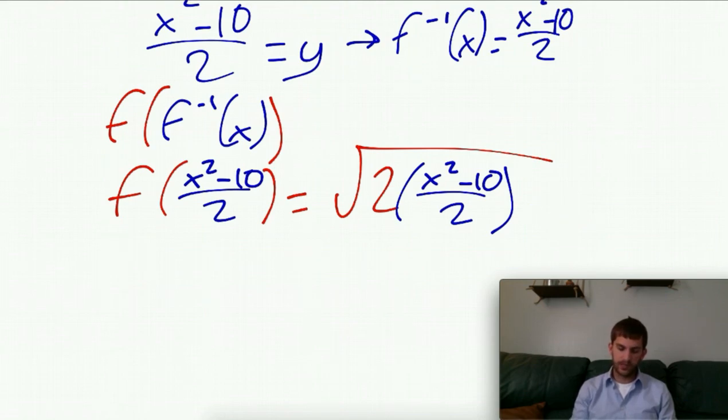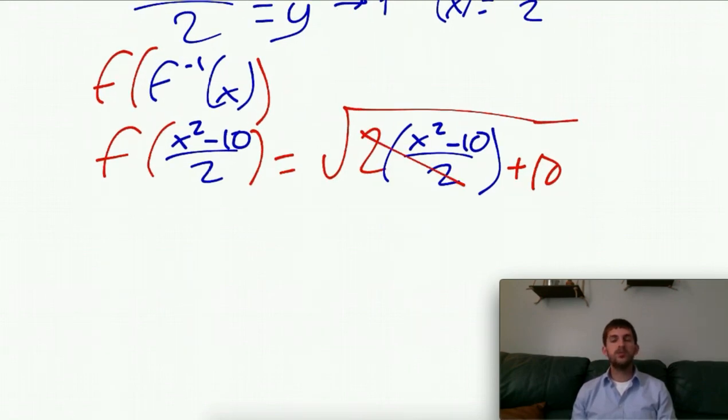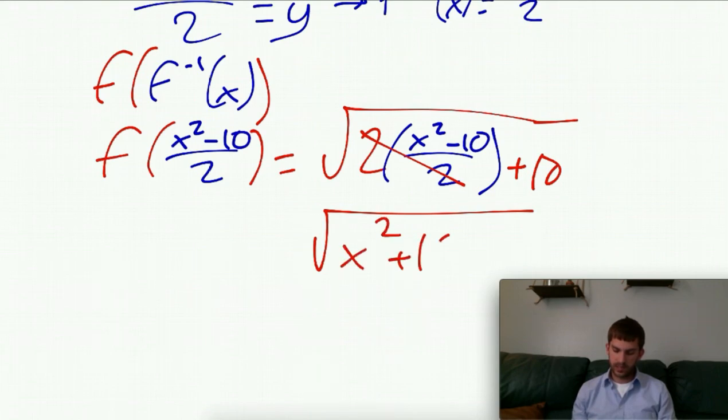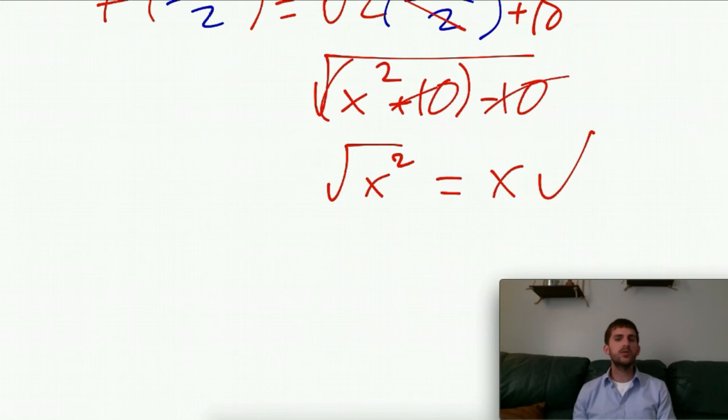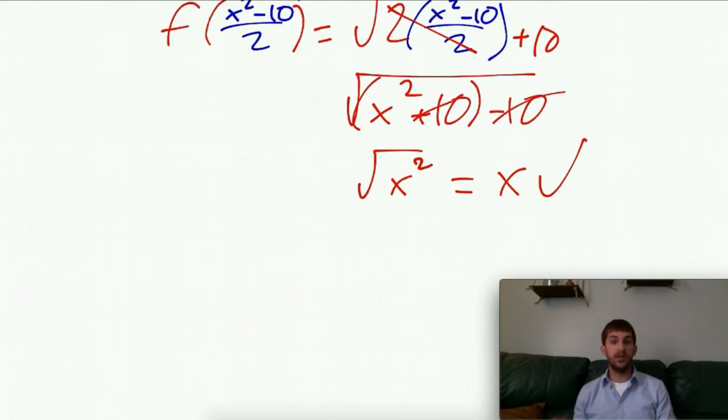Sorry, let me go back to that. That was from the original function f of x. So we have plus 10 on the outside. Cleaning this up a little bit, those 2's are going to cancel out. So we're left with the square root of x squared minus 10 plus 10. Well, the plus 10 and the minus 10 cancel out, so we're just left with the square root of x squared, which is just x, which is exactly what we're looking for. So we're looking to hopefully have it where we plug the inverse function into the original function and get x out of it. Let's try it the other way.